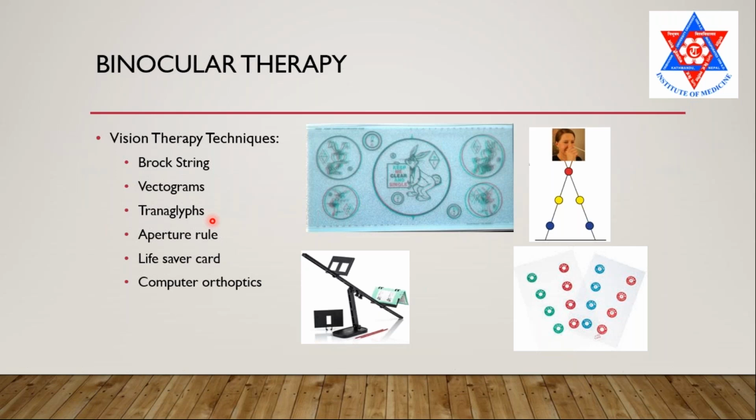Actually, Brock string is an excellent tool, especially in the case of amblyopia and other anomalies of binocular vision. And Brock string, the vectograms, the trinaglyph, the aperture rule, the lifesaver cards, and also, as I discussed, there are some computer orthoptic tools like the VTS4 or the VisioPrime that incorporate different binocular therapy procedures.